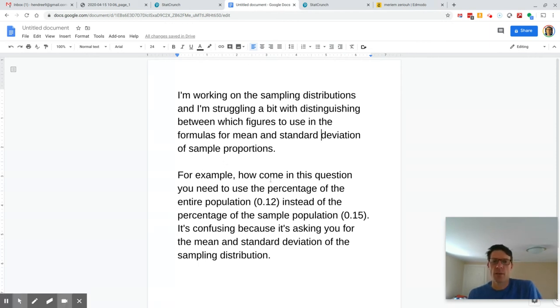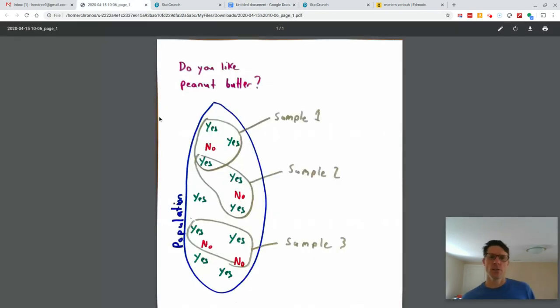For example, how come in this question you need to use the percentage of the entire population, the 12%, instead of the percentage of the sample population, 0.15? It's confusing because it's asking you for the mean and standard deviation of the sampling distribution. And the 0.15 is from a sample. But remember what a sampling distribution is.